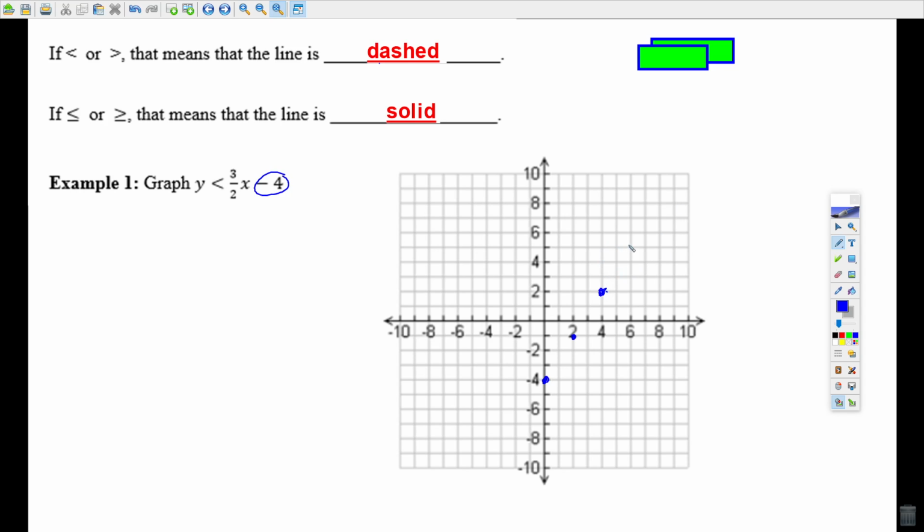One, two, 3 over 2. You just keep doing that, and you're going to draw a line. 1, 2, 3 over 2. You have to decide whether it's dashed or solid.